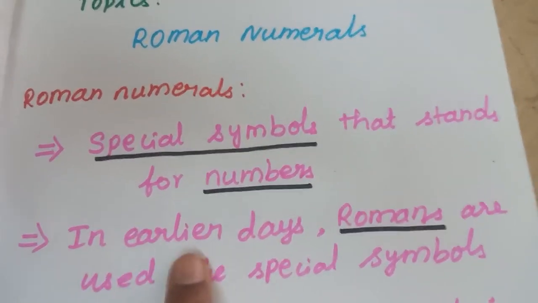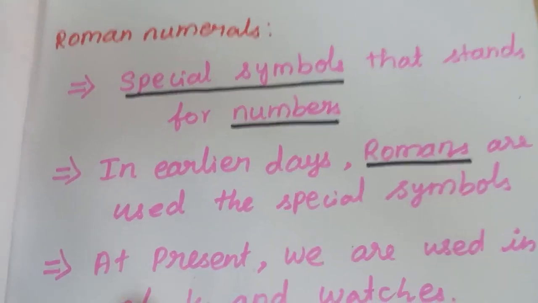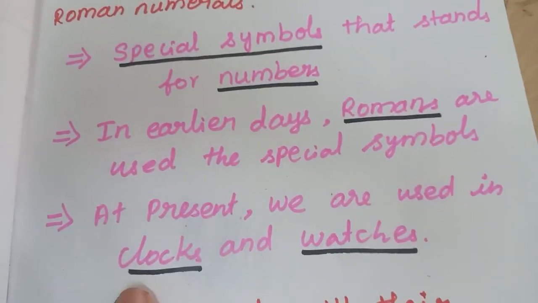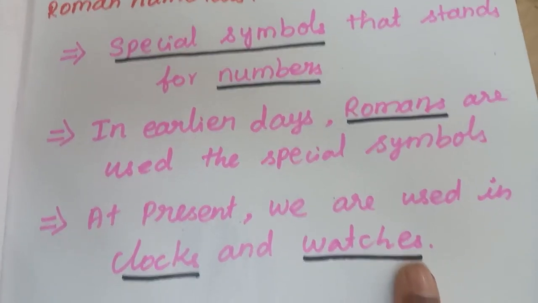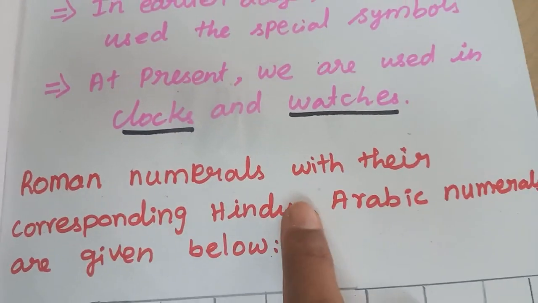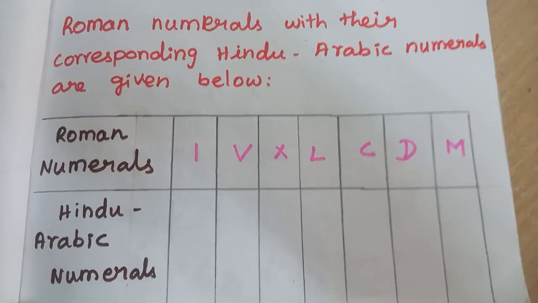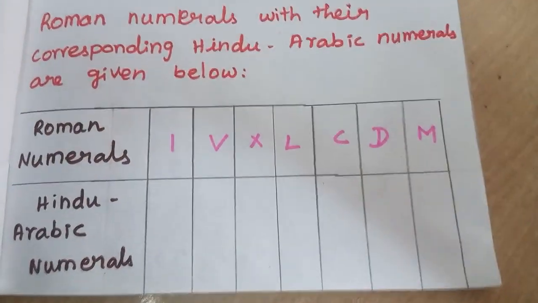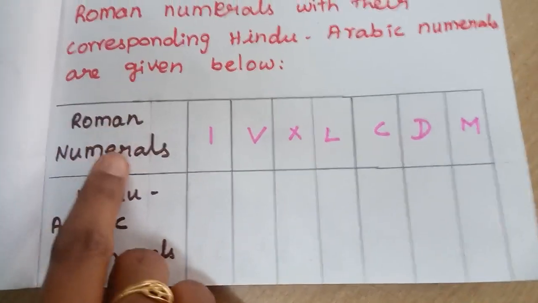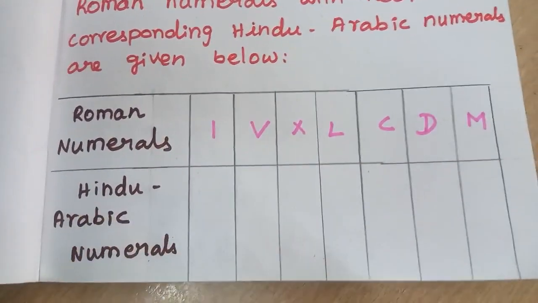In earlier days, Romans used these special symbols. At present, they are used in clocks and watches. Next, the Roman numerals corresponding to the Indo-Arabic numerals are given below. This is the table for Roman numerals and Indo-Arabic numerals. Indo-Arabic numerals are the numbers we normally use.